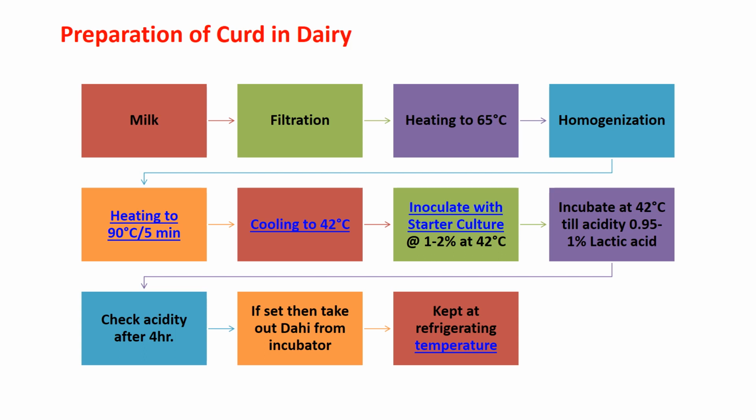After homogenization, there is again further heating or pasteurization at around 90 degrees Celsius for 5 minutes. Then it will be cooled to 42 degrees Celsius. Then inoculation with starter culture, about 1 to 2%, at 42 degrees Celsius. Then incubation around 40-42 degrees Celsius till the acidity reaches 0.95 to 1%.